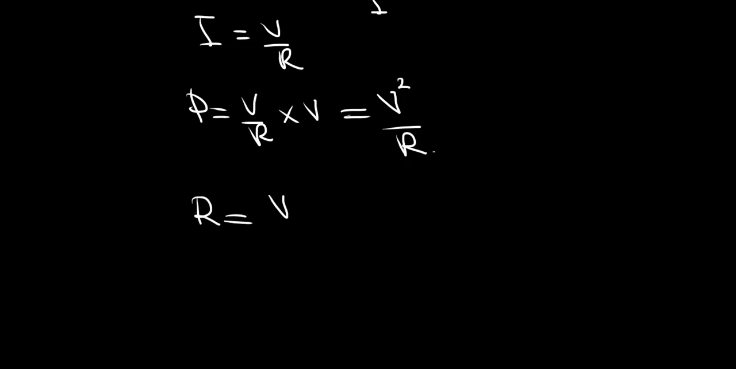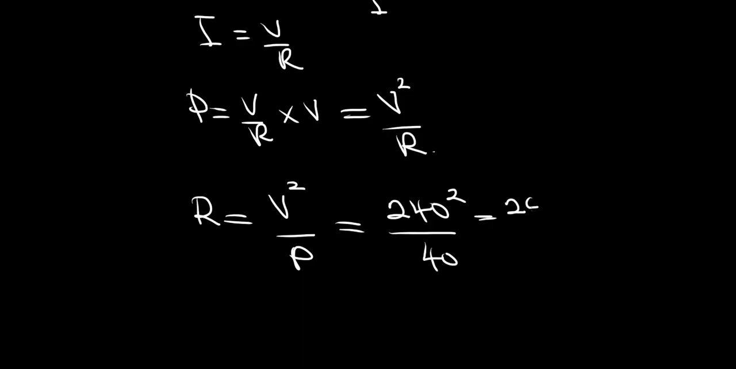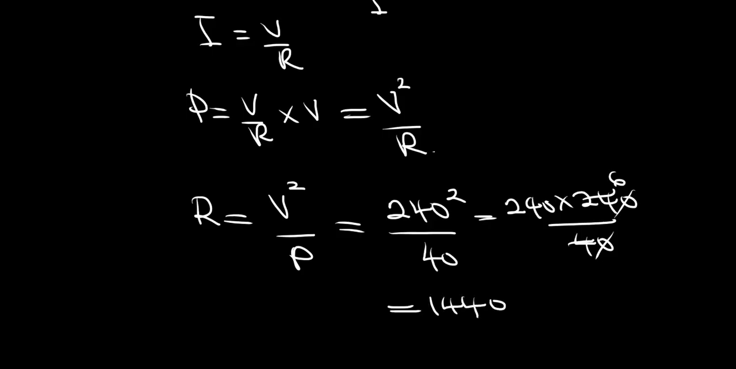Our R is going to be V square over P, and that is 240 square divided by 40. You have 240 times 240 divided by 40. The zeros cancel, 4 goes there, 4 goes there, 6. 6 times 24 is 1440. So that's 1440 ohms. And that's how we calculate that.